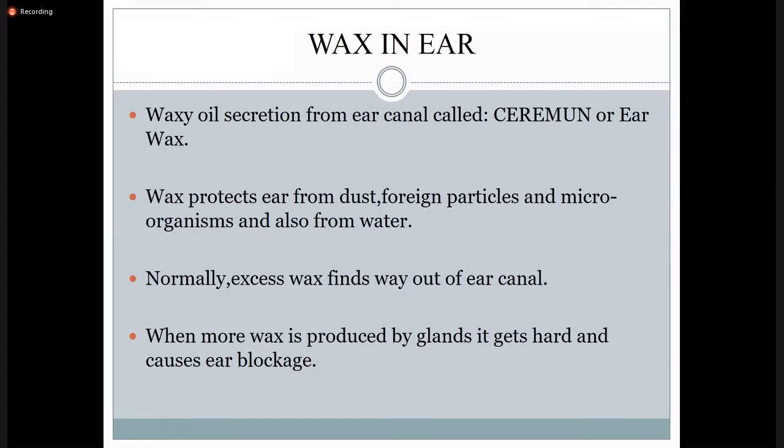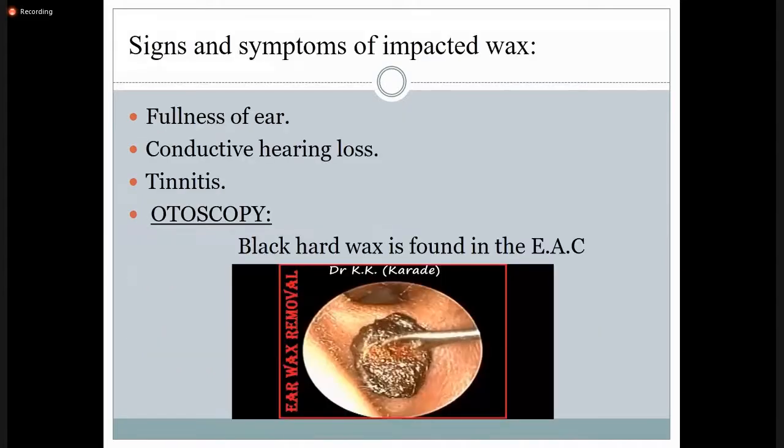When more wax is produced, some persons have a tendency to produce more wax by the ceruminous glands in the external auditory canal. The wax becomes hard, from golden to brown, dark brown. It becomes black, and then it causes ear blockage. That is a block in the external auditory canal, which may lead to deafness, impairment of hearing. So these are the signs and symptoms of impacted wax.